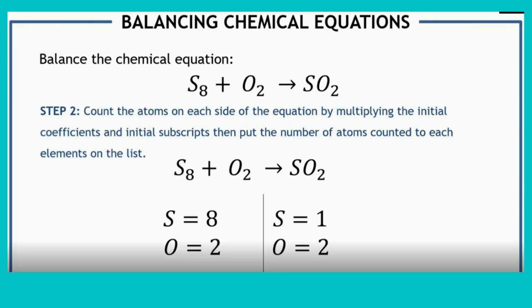After which, you just count the atoms on each side of the equation. So for example, sulfur has 8 atoms on the reactant side, oxygen has 2. In the product side, sulfur has 1, oxygen has 2.